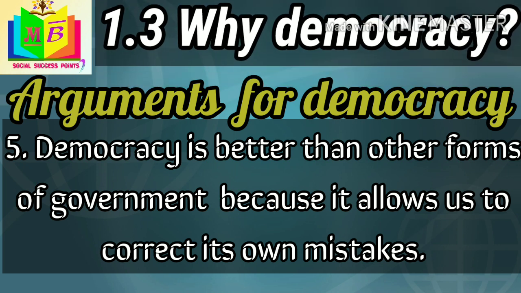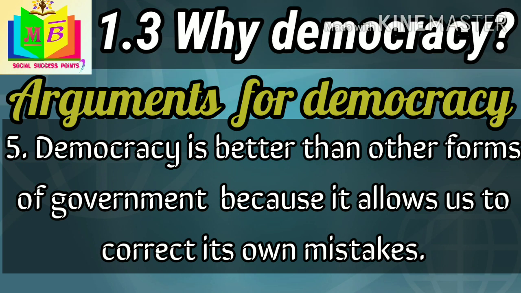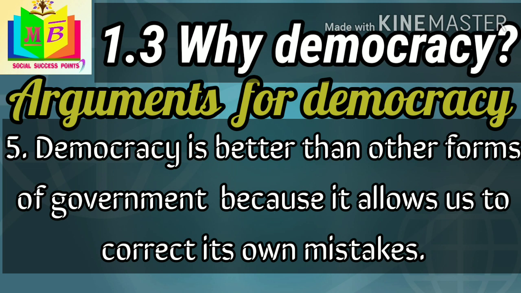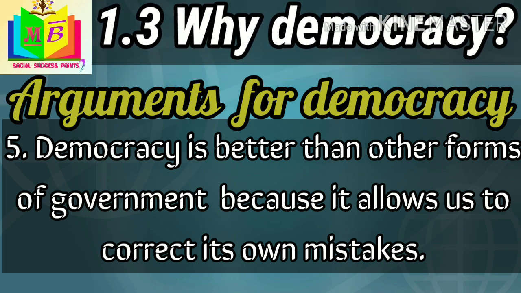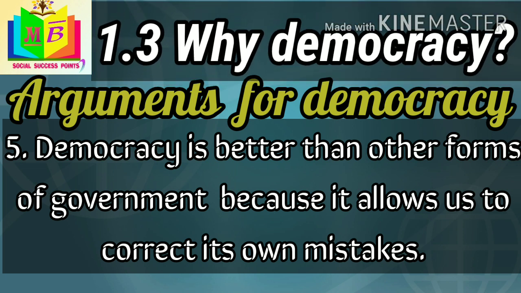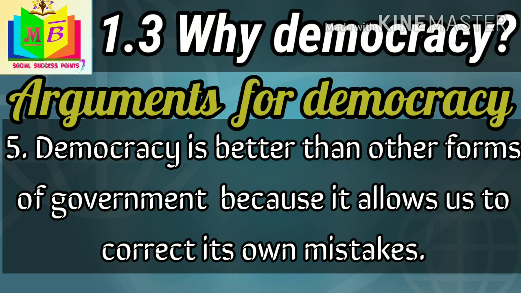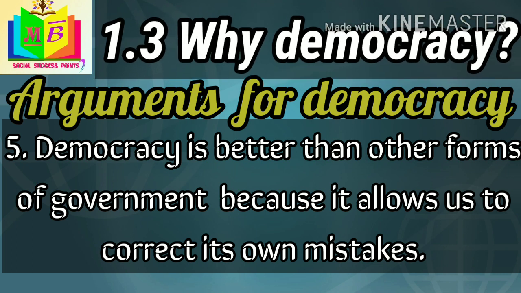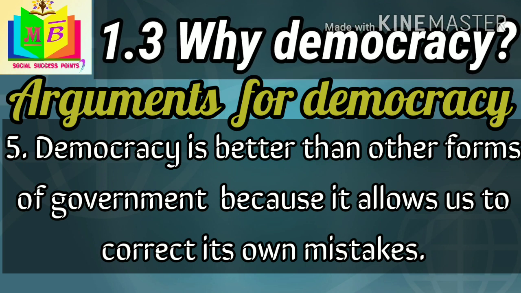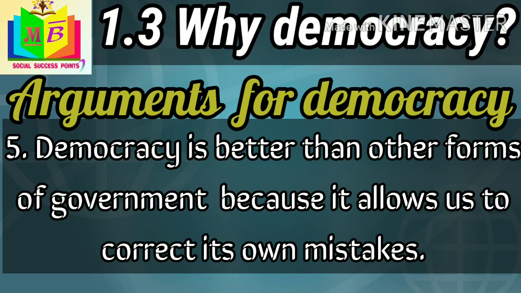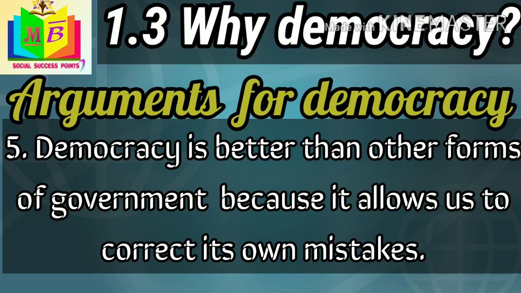As we discussed above, democracy is based on the principle of political equality, on recognizing that the poorest and the least educated have the same status as the rich and the educated. People are not subjects of rulers; they are the rulers themselves. Even when they make mistakes, they are responsible for their conduct. So finally, democracy is better than other forms of government because it allows us to correct its own mistakes.